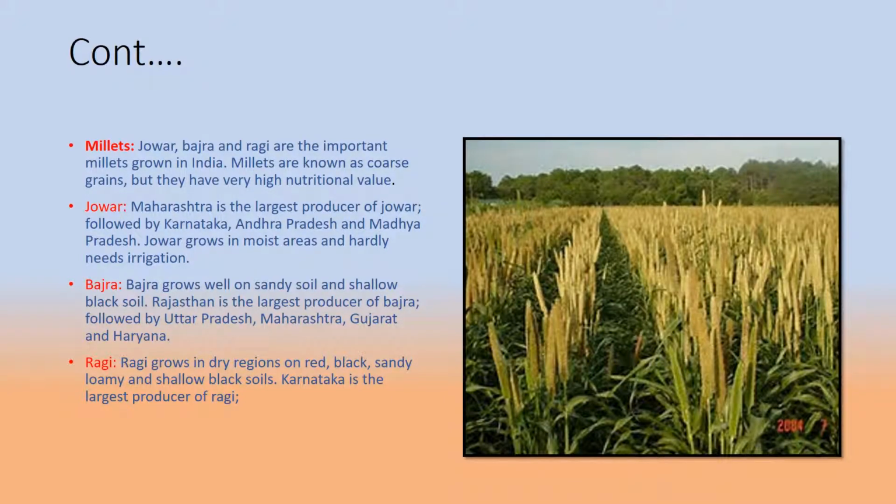Bajra grows well on sandy soil and shallow black soil. Rajasthan is the largest producer of bajra, followed by Uttar Pradesh, Maharashtra, Gujarat, and Haryana. Ragi grows in dry regions on red, black, sandy loamy, and shallow black soils. Karnataka is the largest producer of ragi.